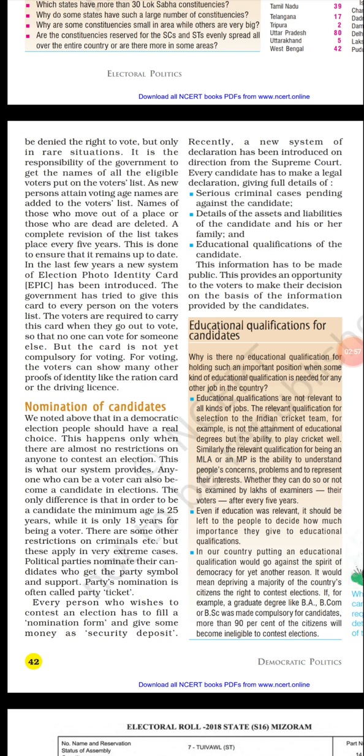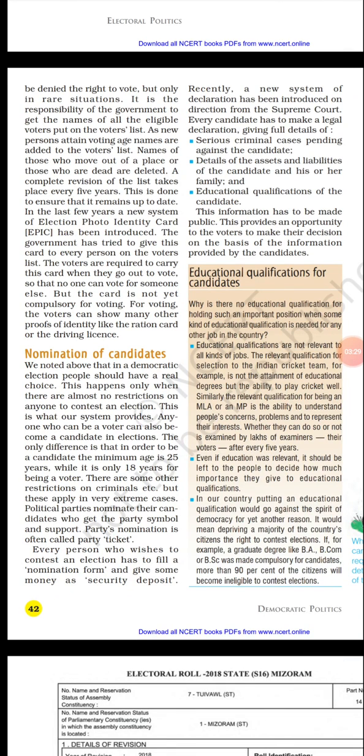Okay, now the person who wants to contest an election has to fill nomination forms, and he has to deposit some security amount also. Some money he has to deposit. Okay, and that money is called a security deposit. But in today's world, the Supreme Court has given certain legal declarations for the person who wants to contest an election, and he has to fill a form.